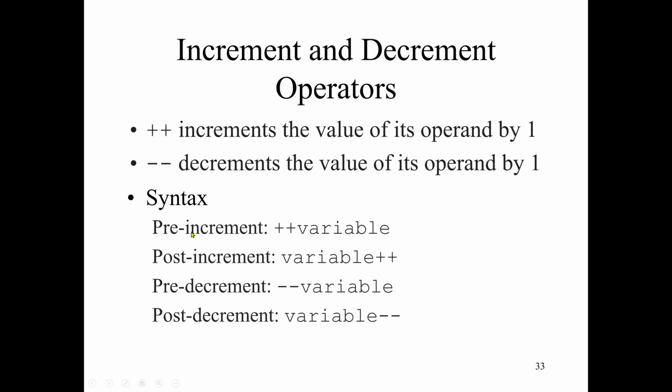So for example, we have 2 types. Pre-increment means we increment first, then we store it in the variable. Post-increment means we do something with the variable first before we increment. Pre-decrement means we decrement the value of the variable first, then we use it. Post-decrement means we use the variable for something first before we decrement it. And we shall see examples soon.